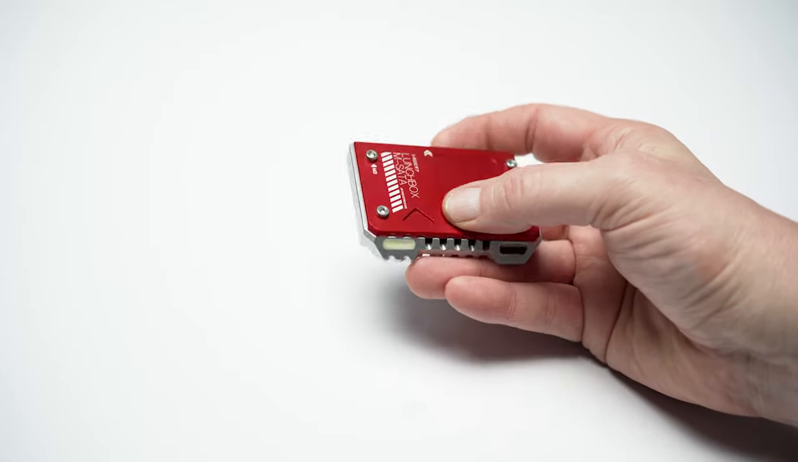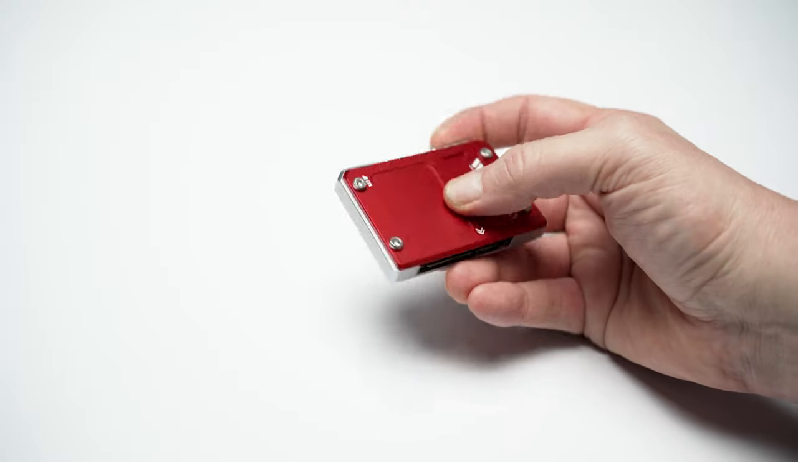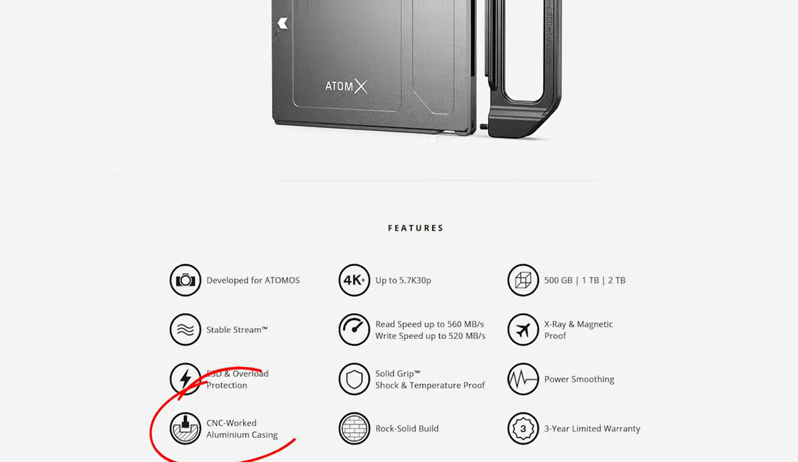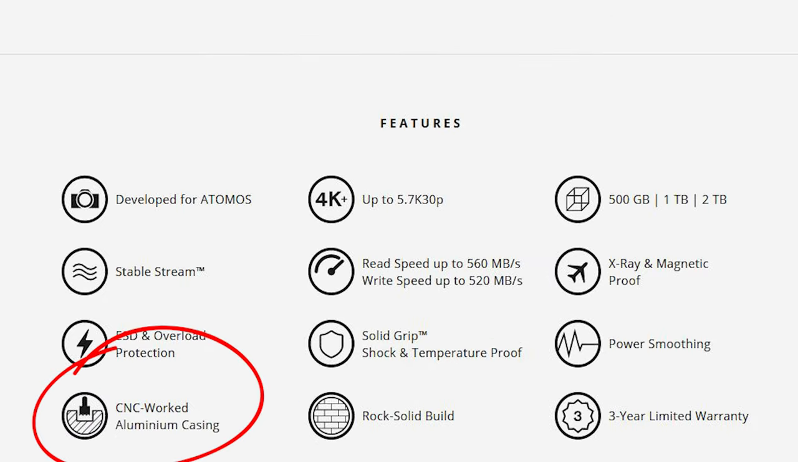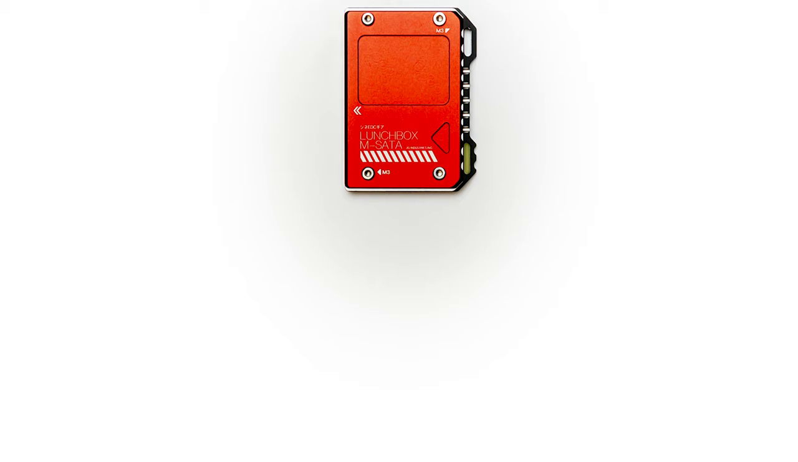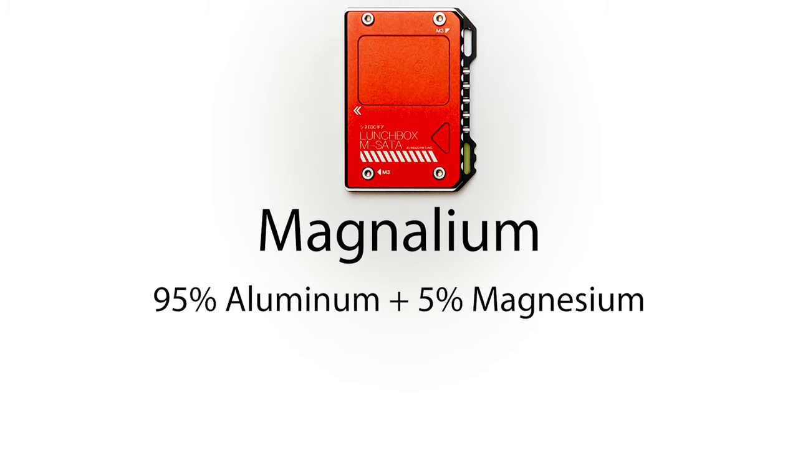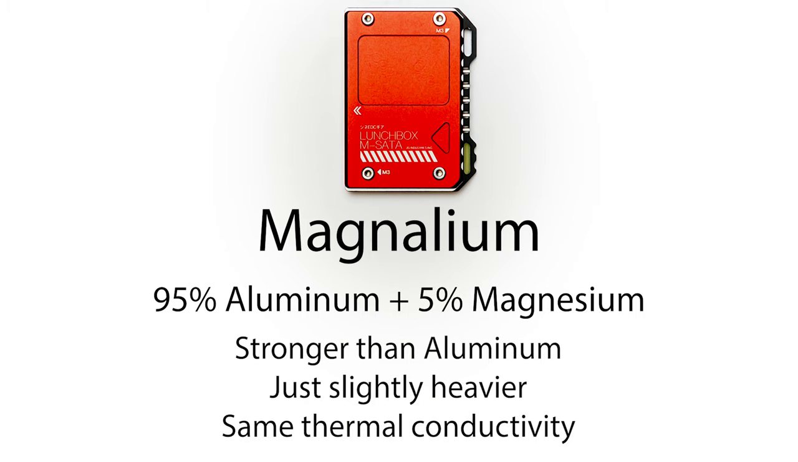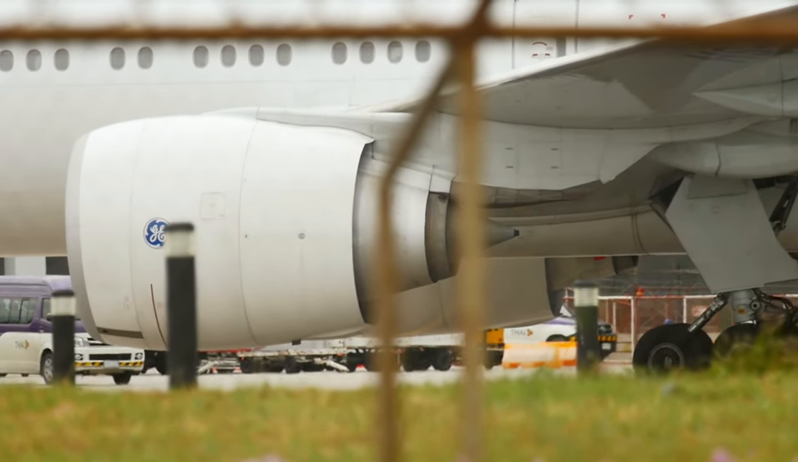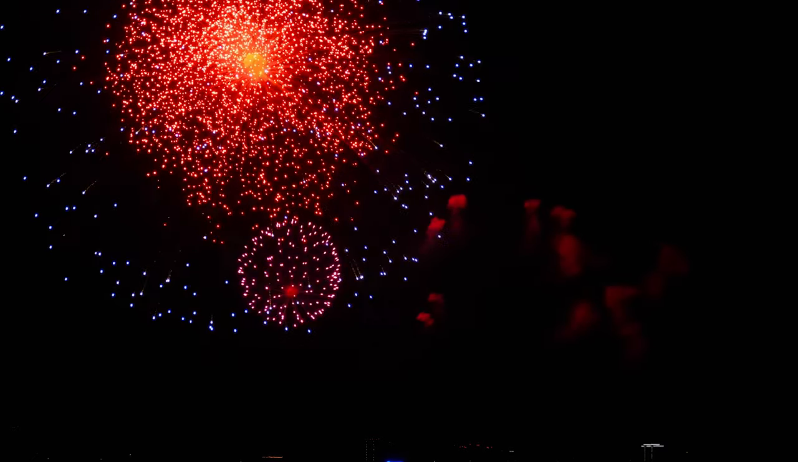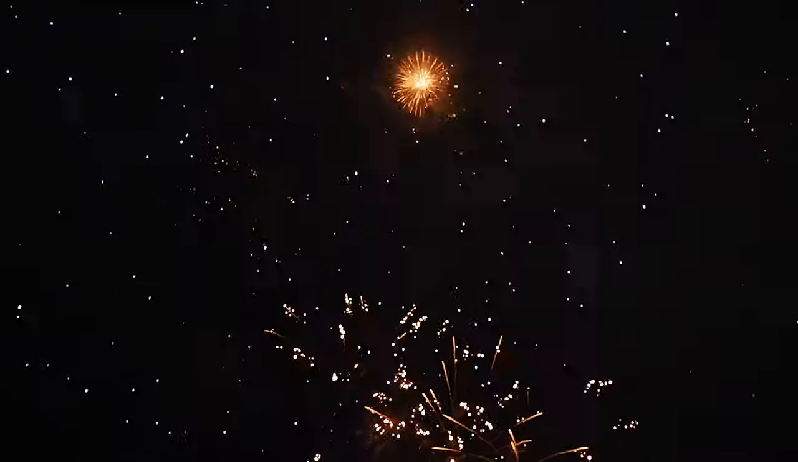I want to mention something else about the lunchbox here. This isn't just an aluminum enclosure like I believe the Angelbird is. Technically, I think Angelbird says it is CNC worked aluminum. The lunchbox is actually made from something called magnalium. It's a combination of 95% aluminum and 5% magnesium. This makes it actually stronger than aluminum, but almost as light, with the same thermal properties of aluminum as well. A lot of airplane parts are made from magnalium because of these properties. Side note, magnalium powder is also used in fireworks, but with a 50-50 magnesium to aluminum ratio. When you see big sparkling fireworks and you hear all that crackling, that's usually from magnalium powder.